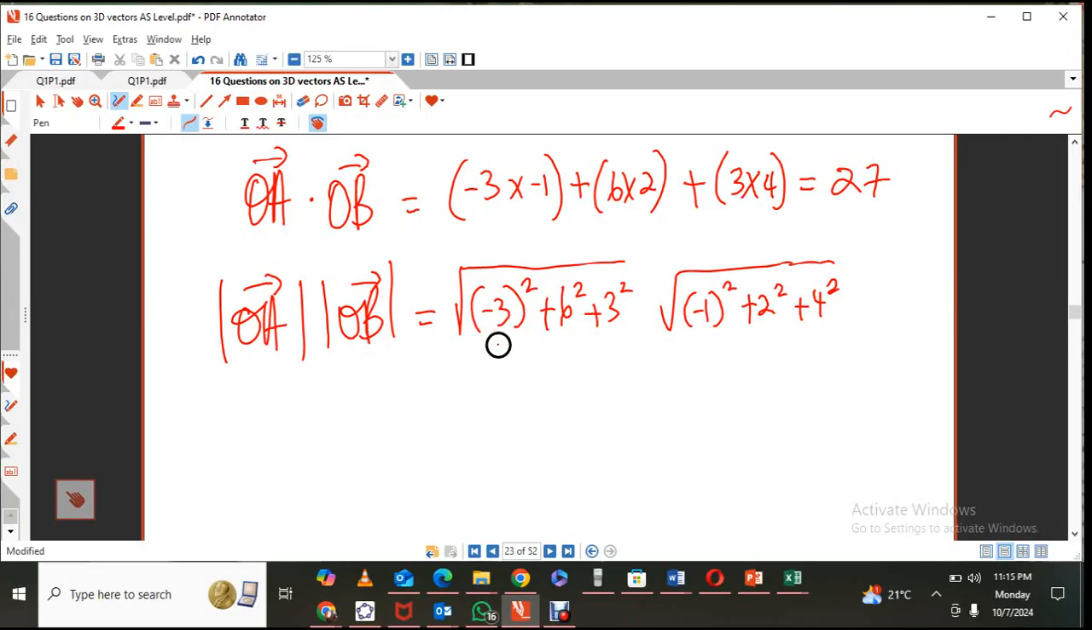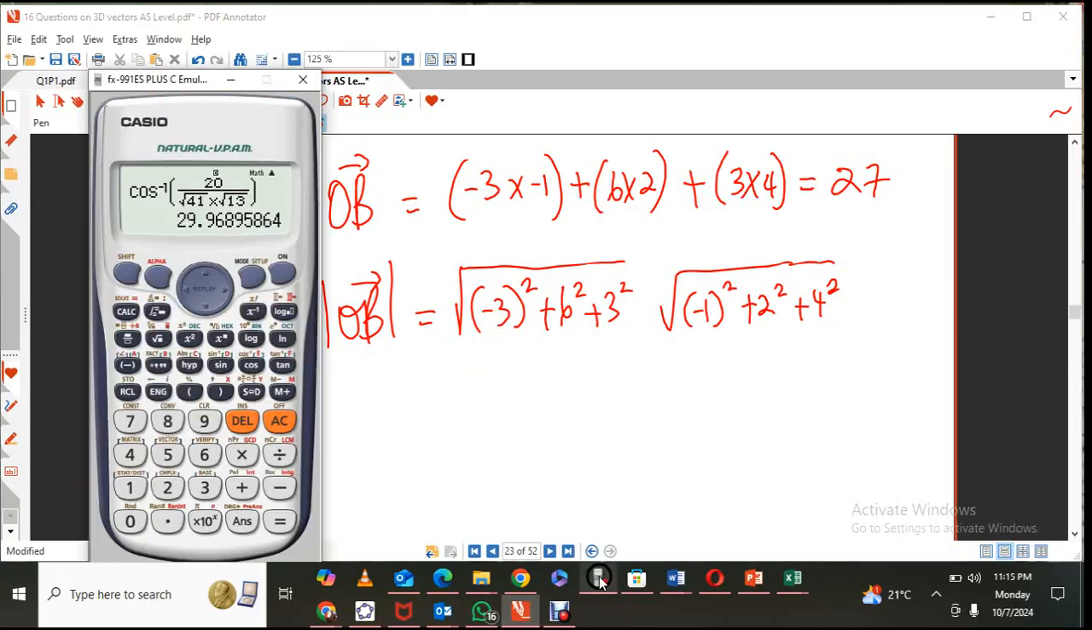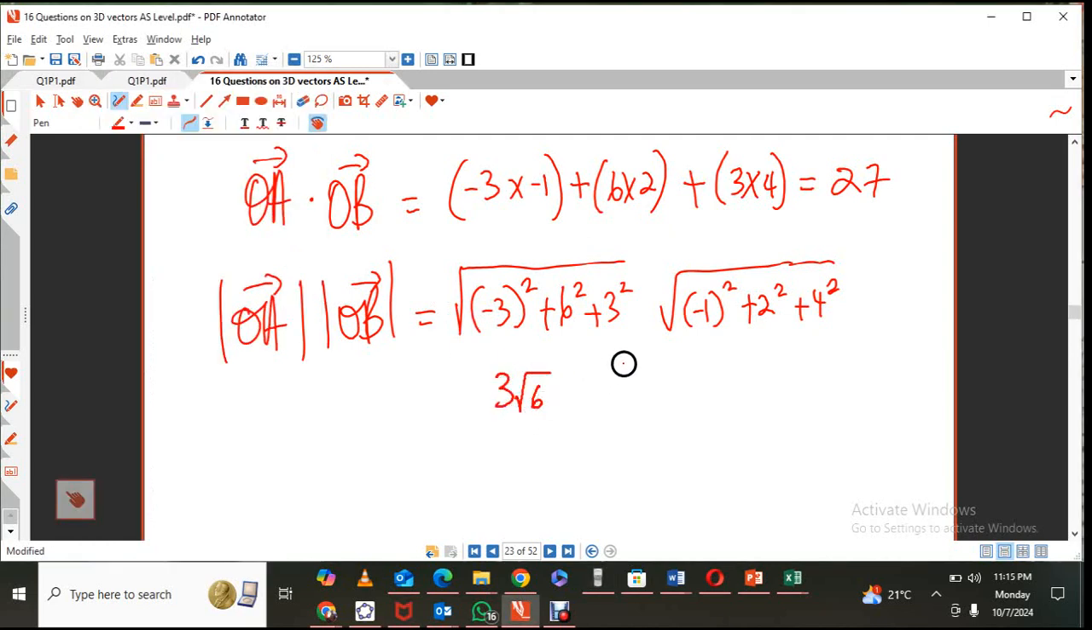Anyway, if you were to do the one on top, let's say you have root 3 squared plus 6 squared plus 3 squared. No need to put that negative there. That gives me 3 root 6, and multiply that by, of course, this is going to be 1, that's 4, so that's 1 plus 4 plus 16. It looks like it's 21, so that's root 21. Now I have it, so I can calculate the angle.